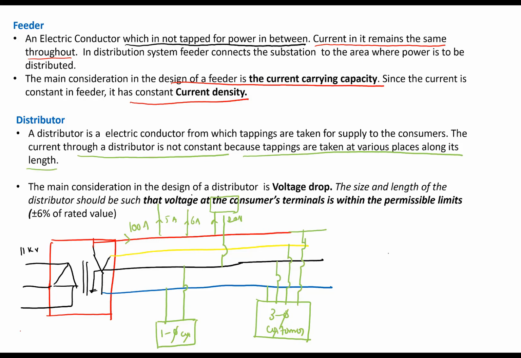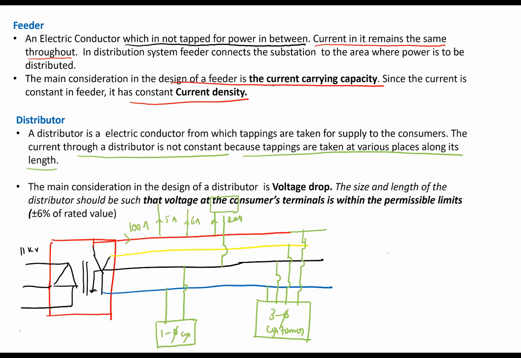Okay. So the main consideration in designing the distributor is what? Voltage drop. So every customer who is connected to this distributor should get proper voltage. So you have to design the distributor such that the voltage drop in the distributor is minimum so that every customer gets proper voltage. So the size and length of the distributor should be such that the voltage at customers' terminals is within the permissible limits, that is plus or minus 6% of the rated value. Okay. So these are the two terms which are very important. One is feeder and one is distributor.